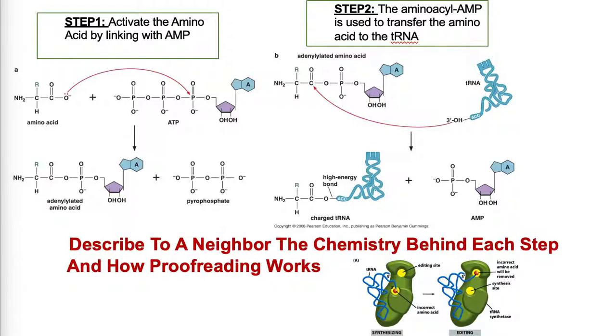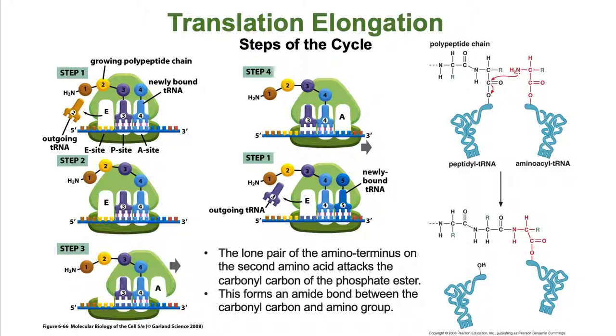Alright, so this is just a revamp of what we've already talked about. So again, this is the actual peptide transfer, right? So you have this amino group which has this pair of electrons. You have the nucleophilic attack on this carbon. This creates essentially the amide bond between the carbonyl carbon and the amino group, and creates what we call the peptide bond.